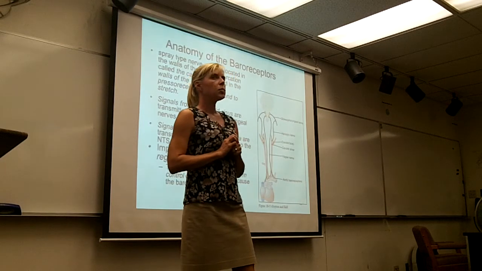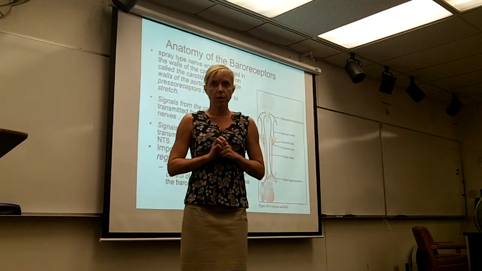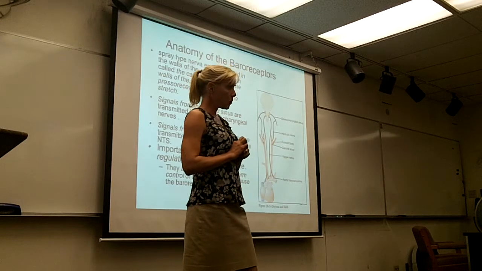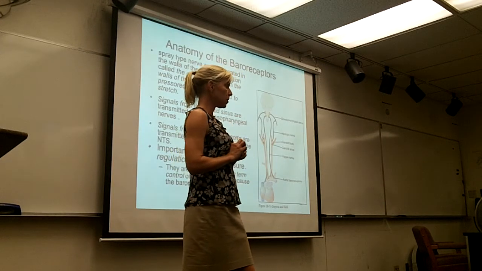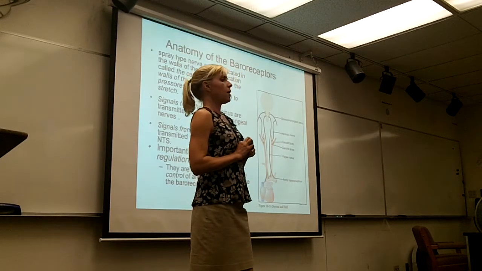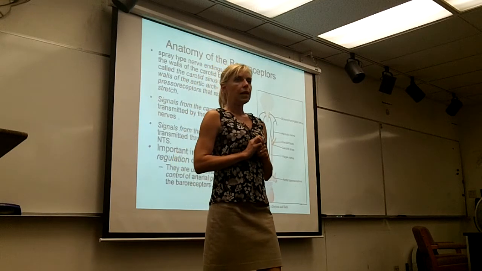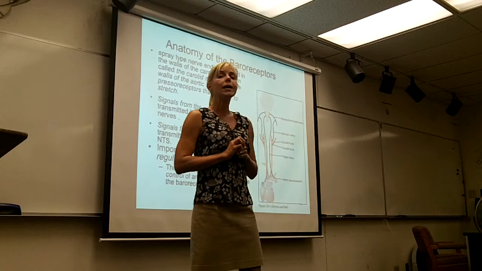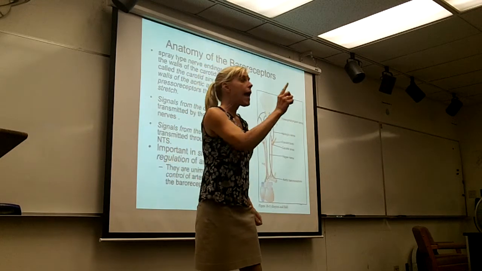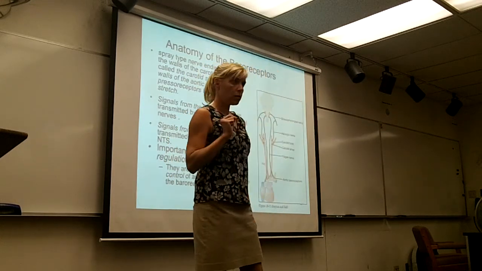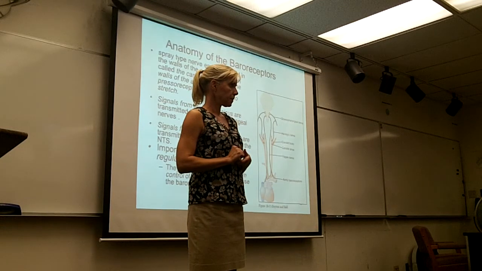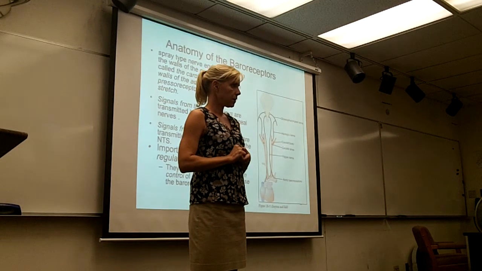If your blood pressure drops, less pressure means less stretch and fewer action potentials up to the medulla oblongata. The corrective action will be more sympathetic outflow. So the cardioacceleratory center and vasomotor center will be stimulated. Does that make sense?